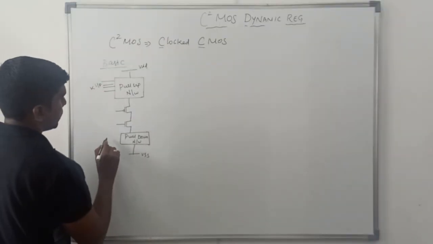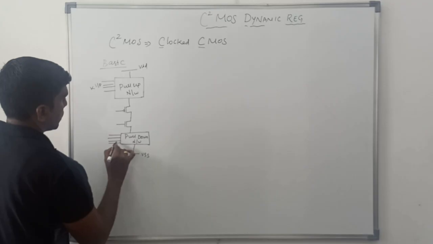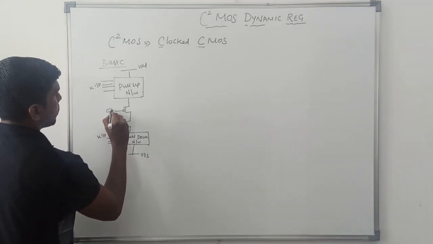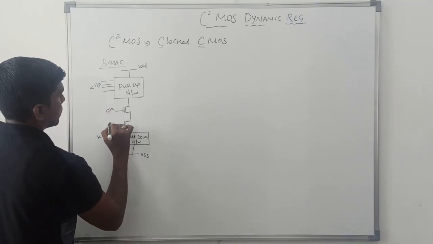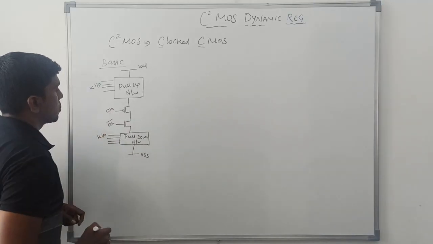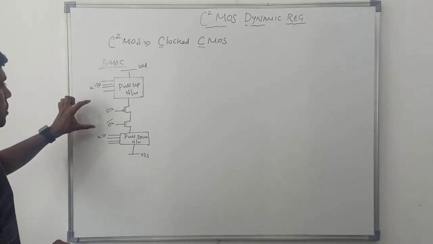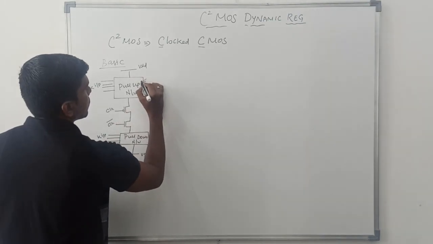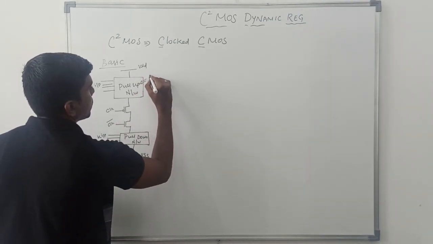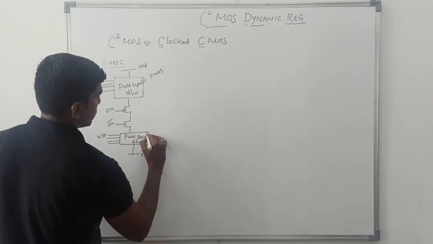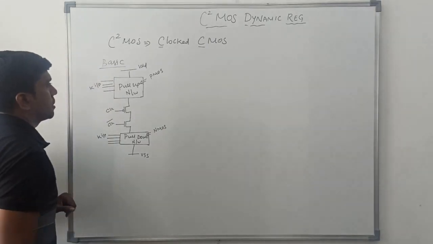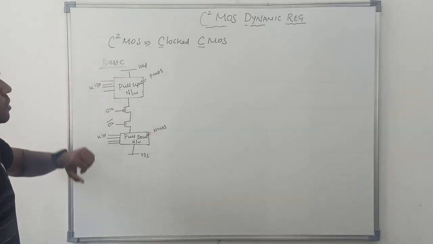So this is the input for the pull-up network, the input for the pull-down network. This one is the clock, so clock bar and clock. So it's a clocked CMOS inverter. This pull-up network consists of PMOS transistor, this pull-down network consists of NMOS transistor. So this is the basic structure of clocked CMOS.